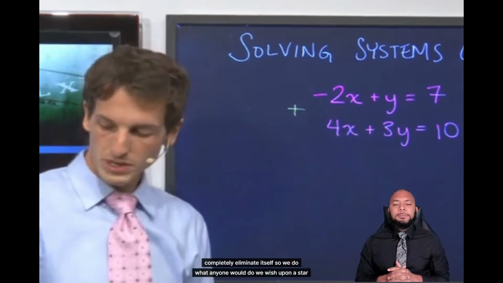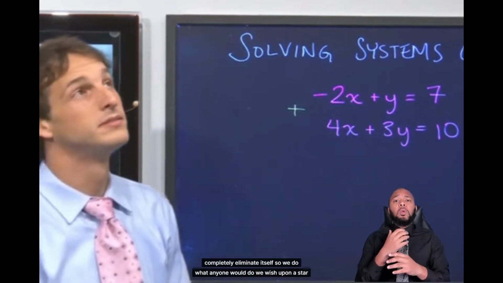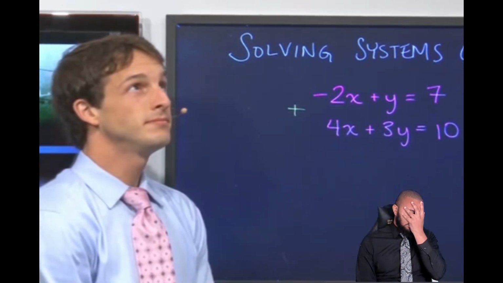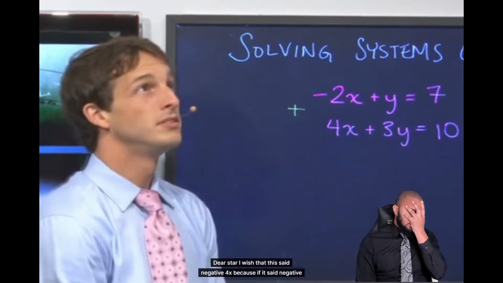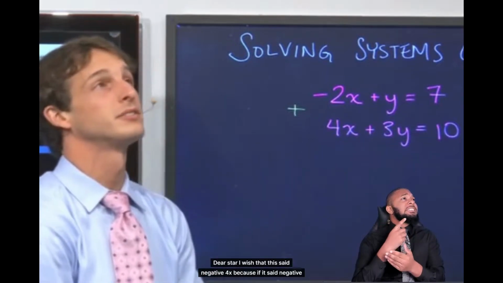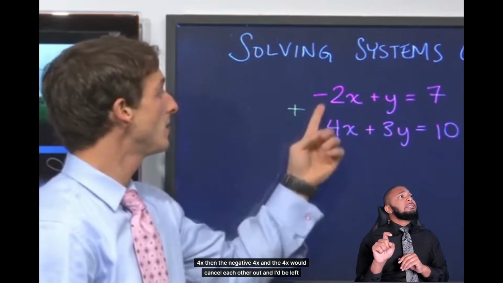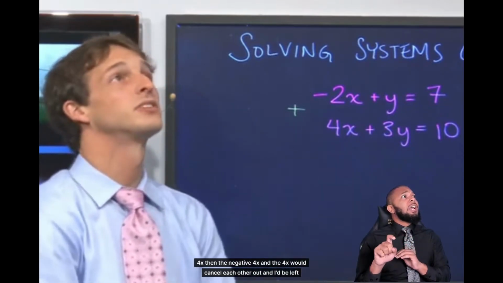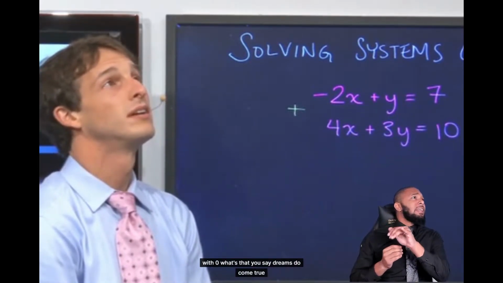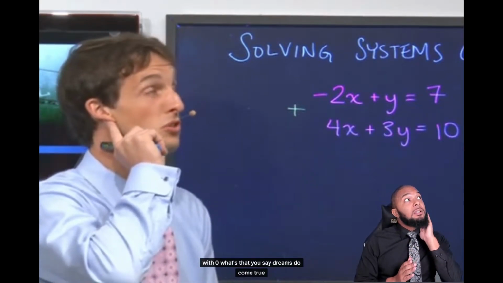So we do what anyone would do. We wish upon a star. Dear star, I wish that this said negative 4x, because if it said negative 4x, then the negative 4x and the 4x would cancel each other out, and I'd be left with 0. What's that you say? Dreams do come true?